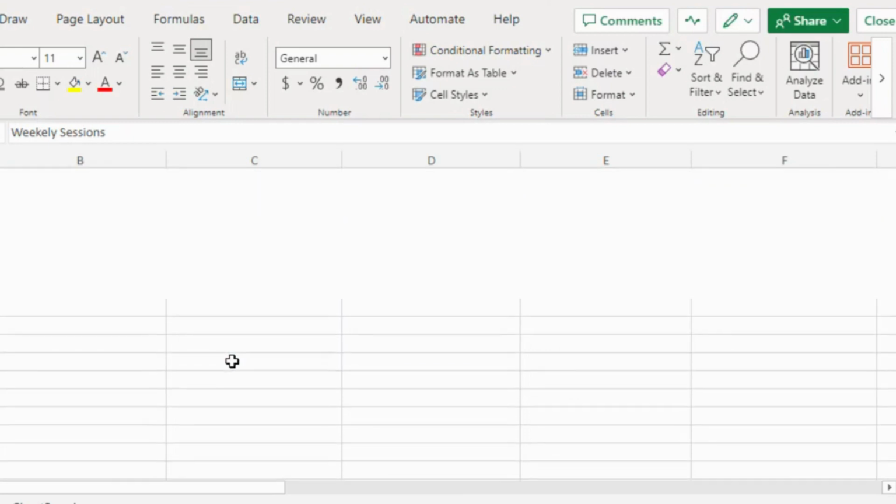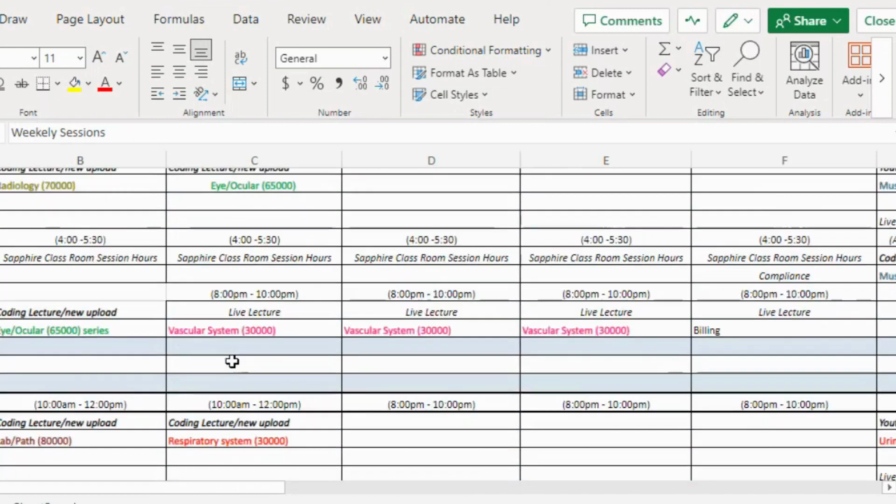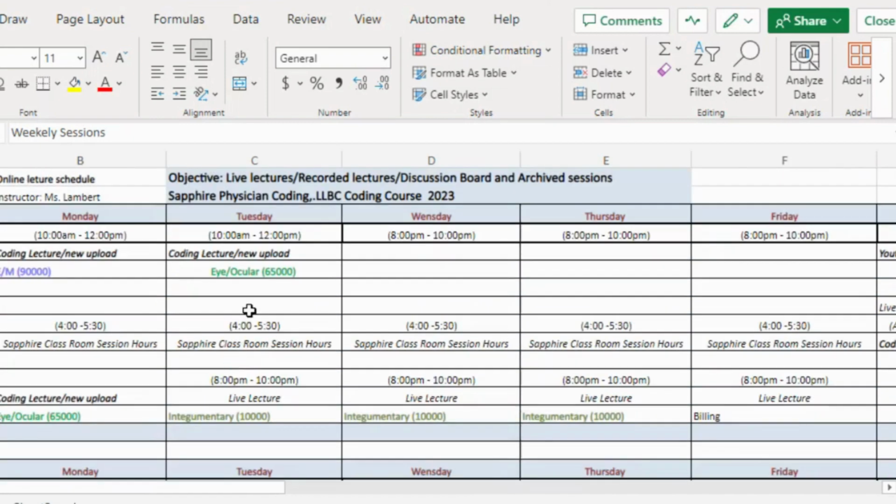So okay, you guys can definitely use this, and you don't need to print it out if you don't want to. Live lectures, recorded lectures, discussion board, archive discussion board. Discussion board is this. Discussion board is text. Discussion board is Instagram. Discussion board is Facebook. My Facebook is Sapphire Physician Coding. That's not my regular Facebook. I don't know if I have my regular Facebook, and I think I have that locked up.